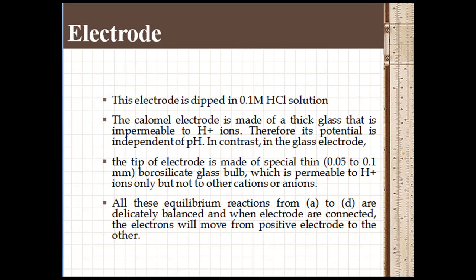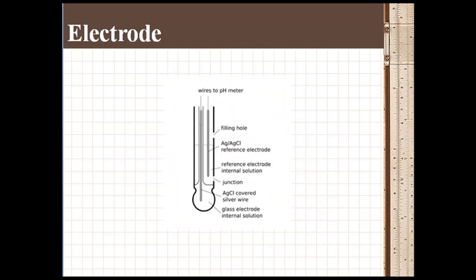All these equilibrium reactions are delicately balanced, and when the electrodes are connected, the electrons will move from one electrode to the other. If now the electrodes are placed in a solution containing a high concentration of hydrogen ions, the calomel electrode will not respond as it is not permeable to the hydrogen ion. The hydrogen ions pass through the glass membrane and neutralize the electrons of the electrode reaction, and hence electrons flow from the calomel to the glass.